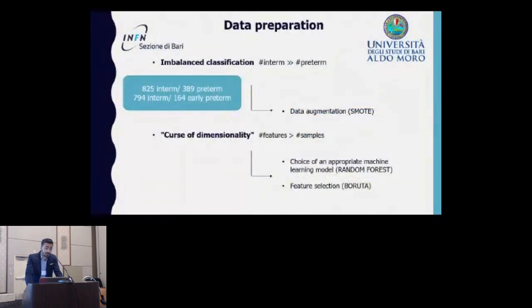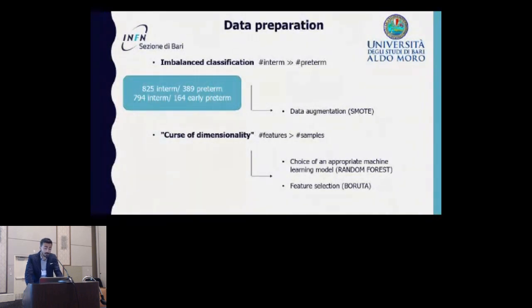The main problems that we identified and that needed to be addressed in the implementation of the various models were, first, imbalanced classification. That is a classification problem where there is an unequal distribution of classes among the training dataset, and we handled this problem with the use of a data augmentation algorithm, SMOTE, that I will explain later.